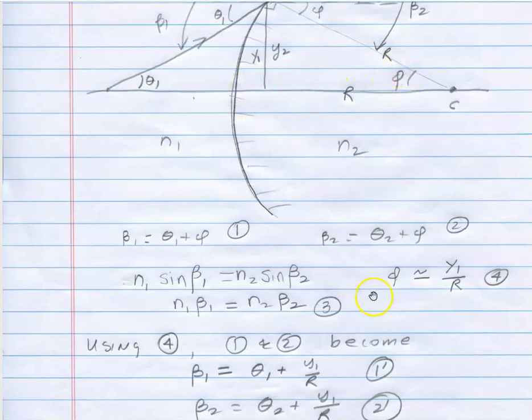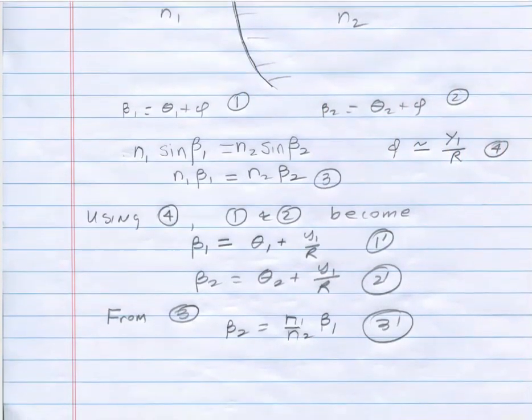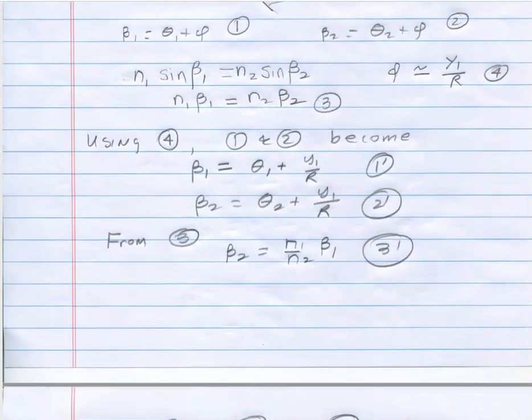And I know that phi is the arc length, really would be S over R. And to a good approximation, we'll say this arc length is Y1. So I get these four equations. And then it's just a matter of combining them carefully. If I use 4 in 1 and 2, I can eliminate phi.